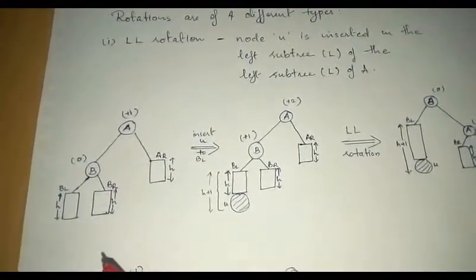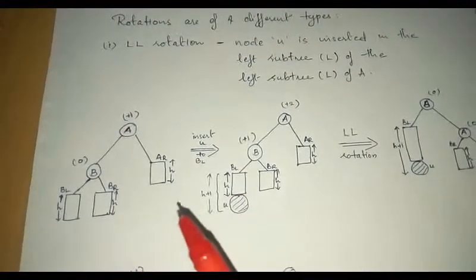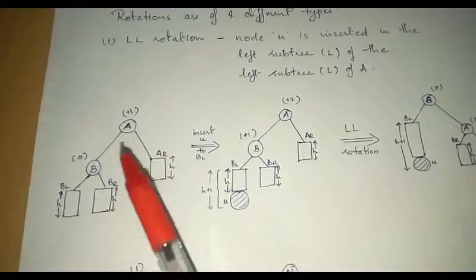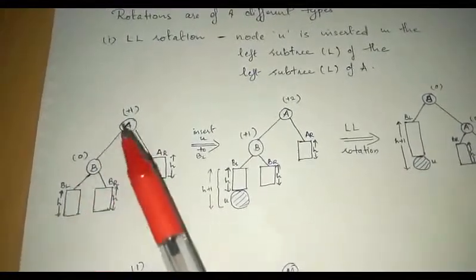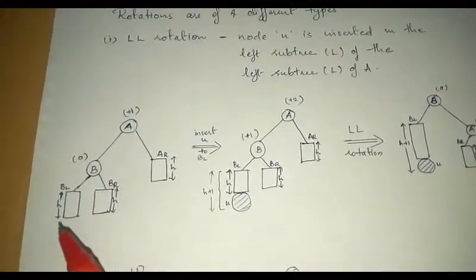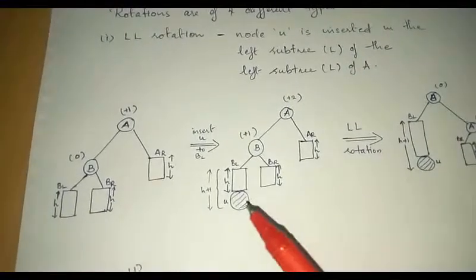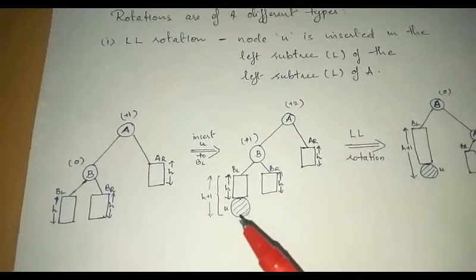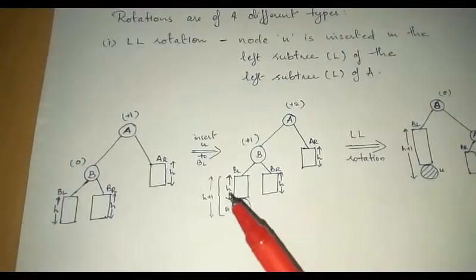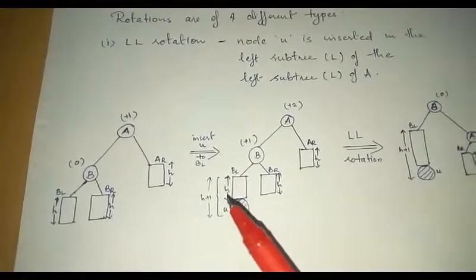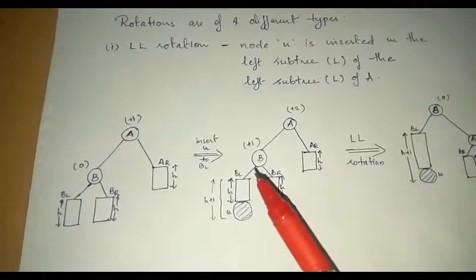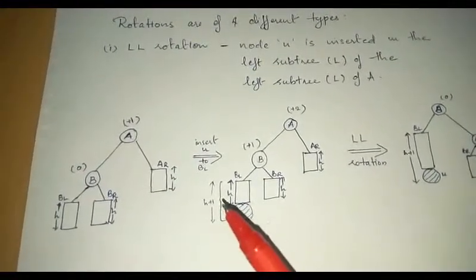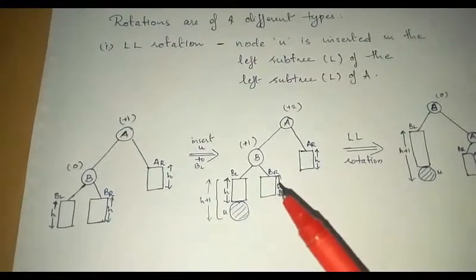Since the balancing factors of the nodes are 0 and 1, it is a balanced AVL tree. Now suppose we are going to insert a new node U to the left of the left subtree. So left of the left subtree of A, I am going to insert a new node, say U. Once I have inserted a new node U, the height of the left subtree is increased by 1. That is, the height of the left subtree of B will be increased to H plus 1, where the height of the right subtree is still H.